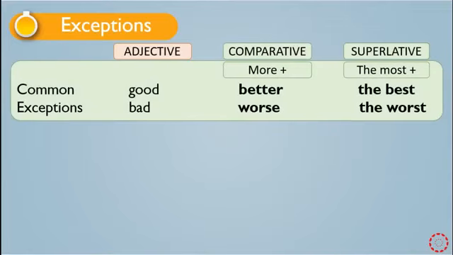And also we have exceptions. Here we have good and bad. These are exceptions. We cannot make the comparative form and the superlative form by adding er or est, and we cannot say more good or most good because they are exceptions. For good, we say better for the comparative form and the best for the superlative. Bad, worse for the comparative, and the worst for the superlative form.